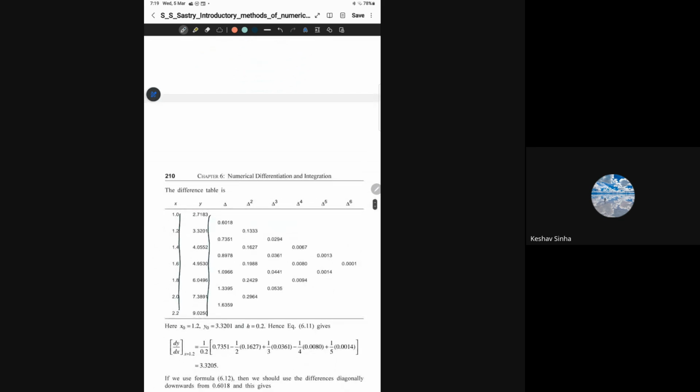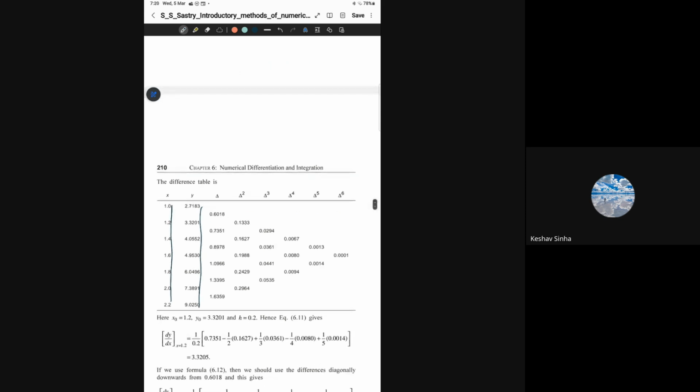Now, what is delta? It is the difference. Difference between what and what? Between this one, 2.7183, and this one. You can check that. How much are you getting? 0.6018, right? So this number is basically the difference between this one and this one.